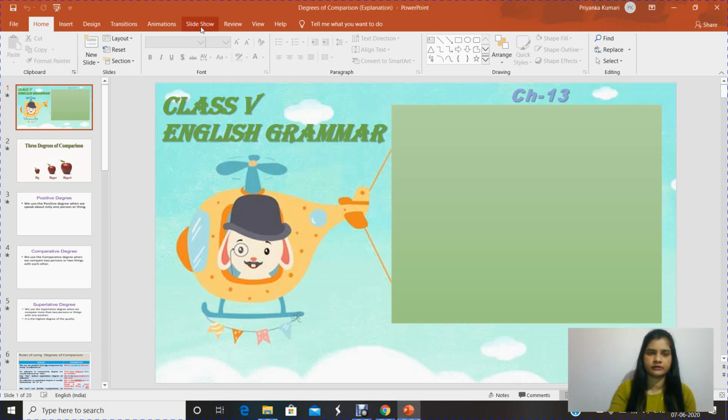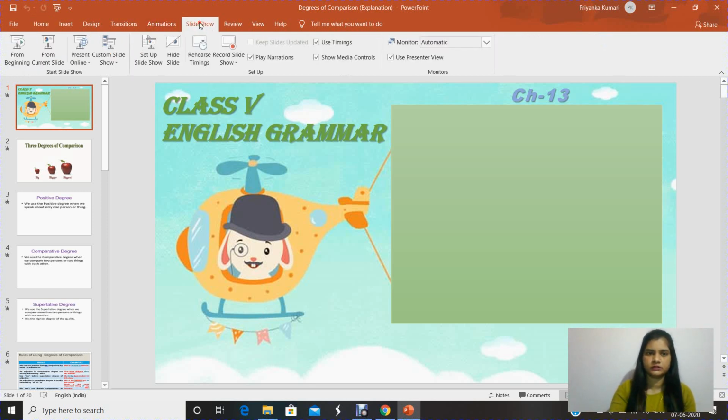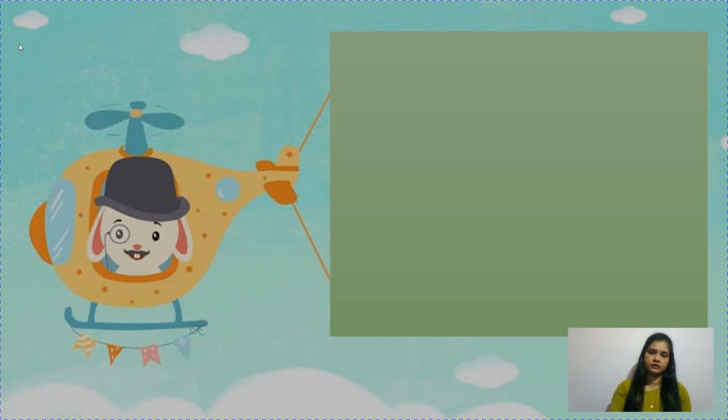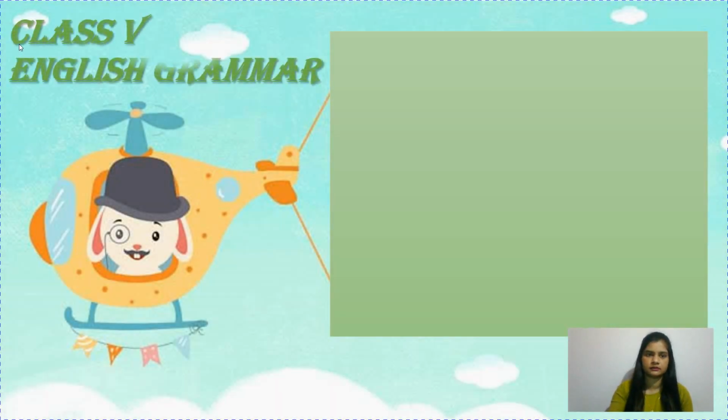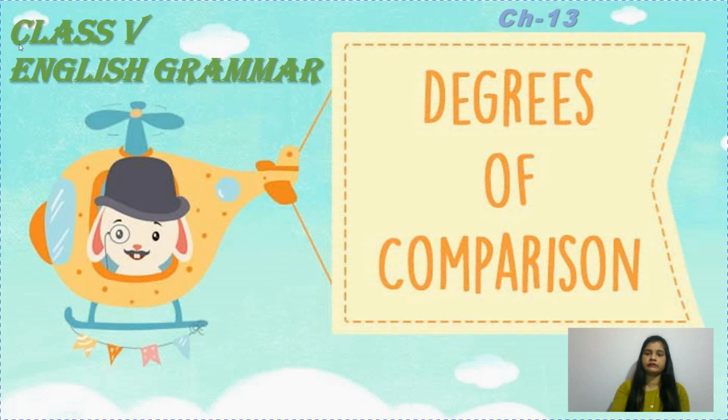Let us start English grammar today. Today we are going to read chapter 13. Chapter 13 is degrees of comparison. Okay, children, here we are going to read about three different types of comparison of degrees.